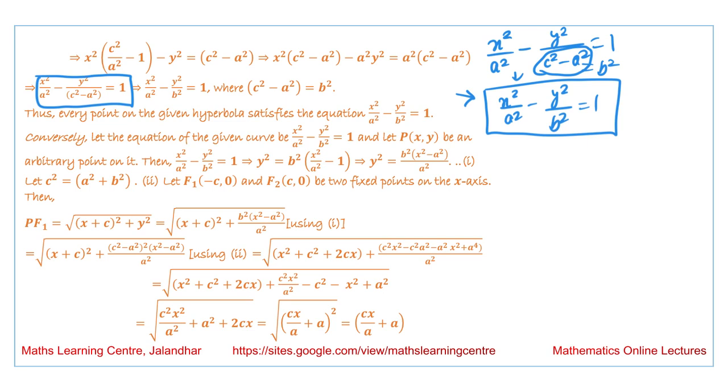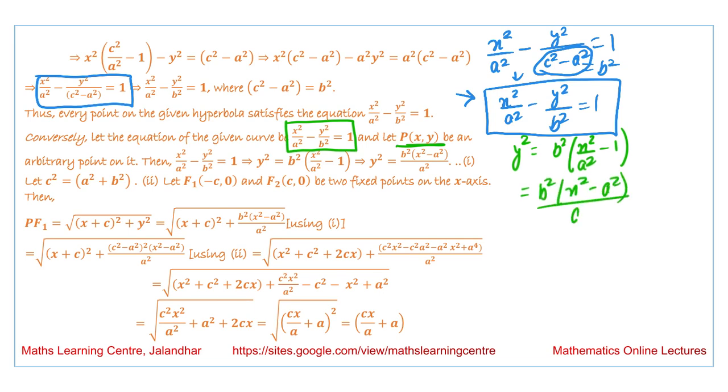For the converse part, we consider a curve whose equation is x square over a square minus y square over b square is equal to 1, and we have to prove that this curve is a hyperbola. For any point P(x, y) on this curve, the value of y square is b square into (x square over a square minus 1). We can write this as b square into (x square minus a square) over a square.